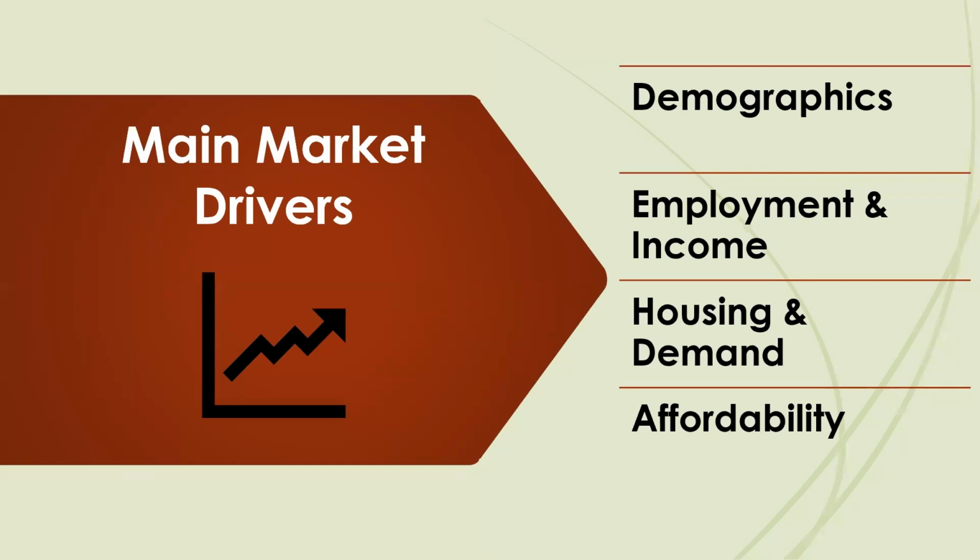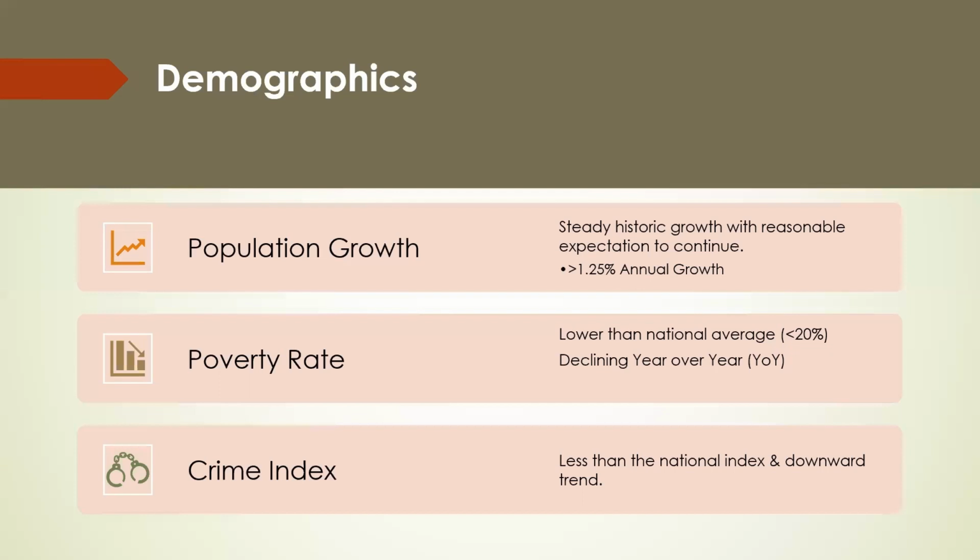Looking at the main market drivers, here we look at the demographics, employment and income, housing and demand, and affordability. And we'll break these out one by one. In regards to the demographics, like I said, we're looking at the population growth, the poverty rate, and the crime index. We look at the population growth, we want to see a steady historic growth with reasonable expectations that that's going to continue into the future.